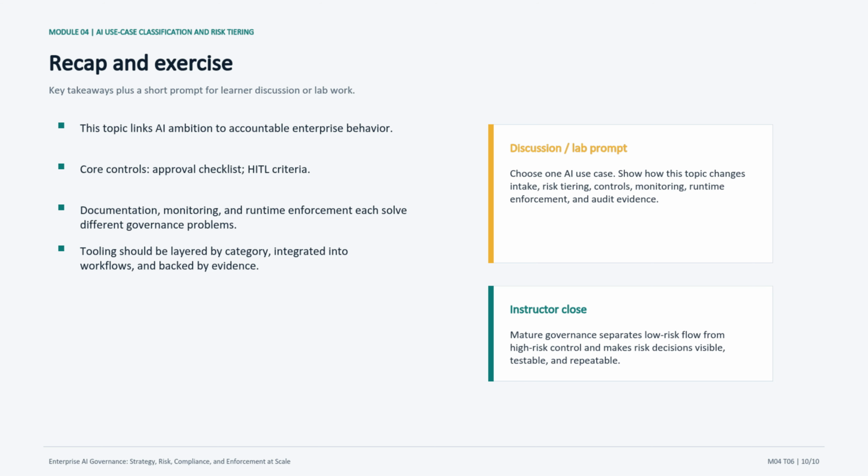For the exercise, I would have learners choose one AI use case and walk through intake, risk tiering, controls, monitoring, runtime enforcement, and audit evidence. The value is in making the governance path visible. When we move on, we will connect this to data lineage, provenance, and consent in data governance for AI.